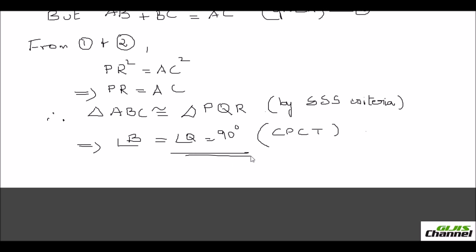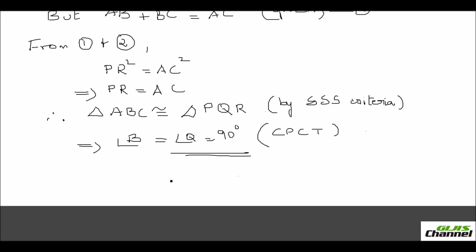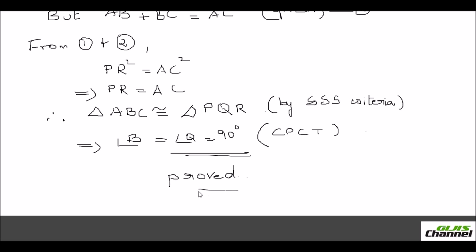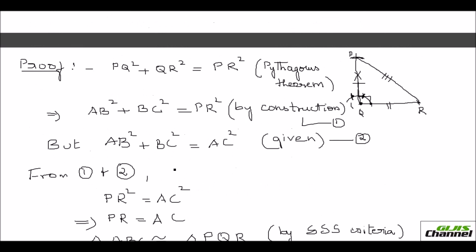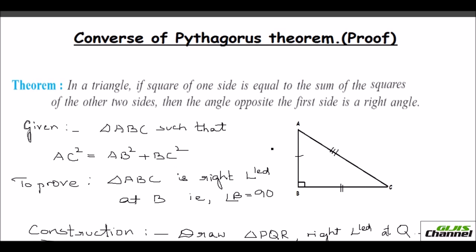So now since you have got that angle B is 90 degree, you have proved what has been asked, that this angle is 90 degree. So that is the proof for the converse of Pythagoras theorem.